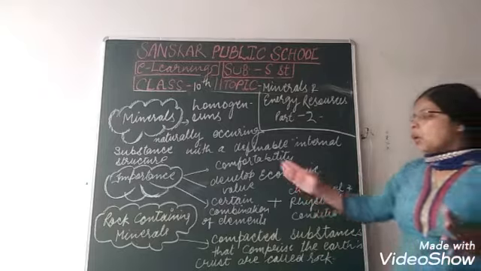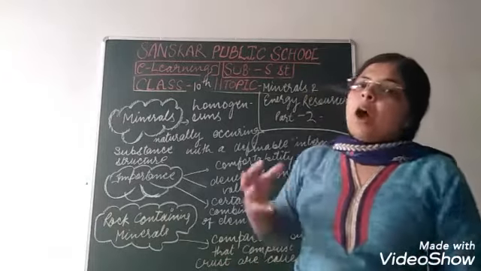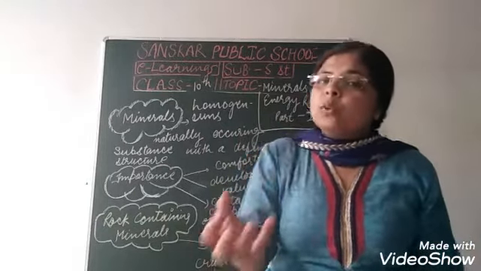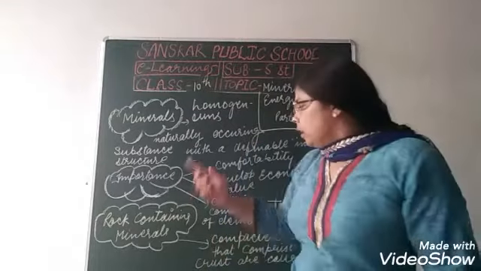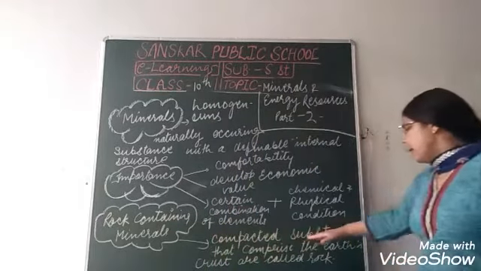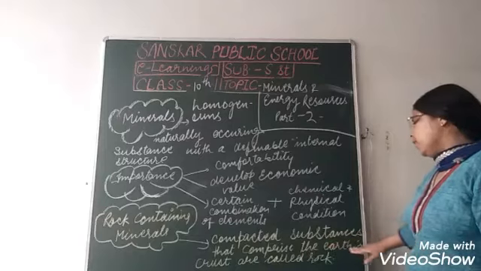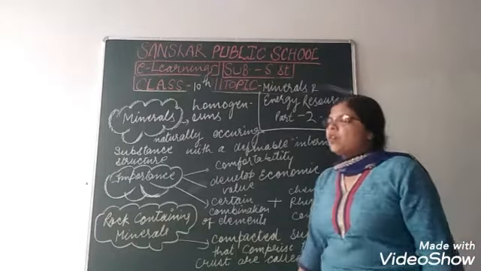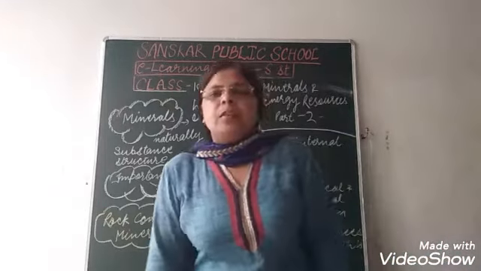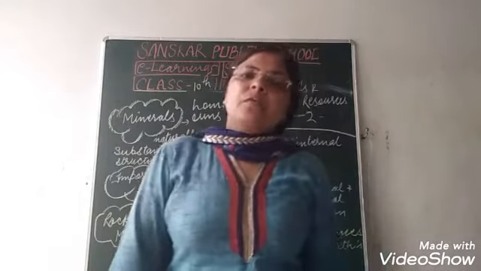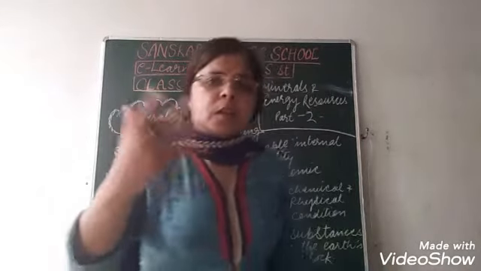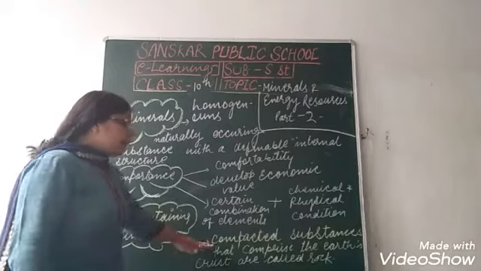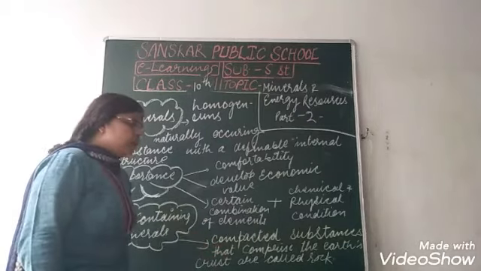Next is rock containing minerals. How is the rock formed and how does the rock contain the mineral? Number one, listen. Compact substances that comprise the earth crust are called rock. First of all, before discussing the containing of minerals, we should know what rocks are. What are rocks? Compact substances that comprise the earth crust.